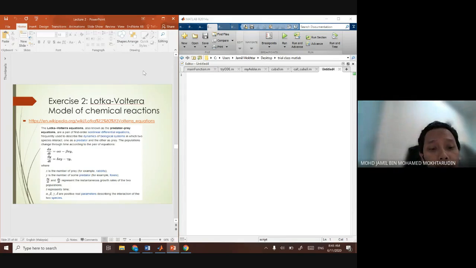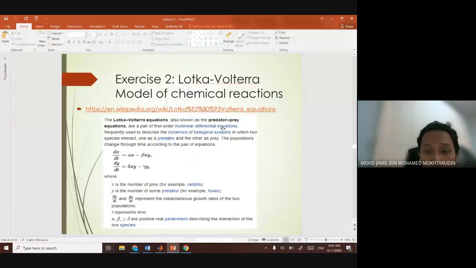Okay. So it requires software to solve ODE equations in chemistry. But the example given here is Lotka-Volterra for predator and prey equation. For example, we want to see the interaction between rabbits and foxes. In an area, if there are rabbits, and we put in one fox, what happens to the rabbit population? Does it decrease? Does it increase? Does it get eaten? So we can model it using the Lotka-Volterra equation.